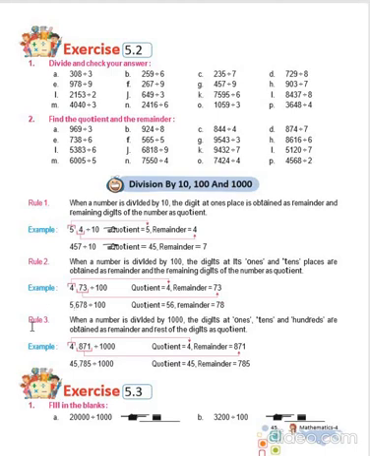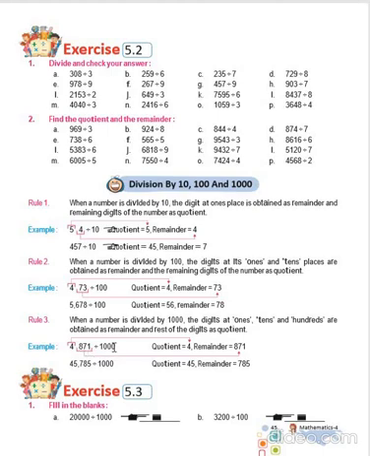Now rule number 3. Suppose we want to divide any number by thousand, then the digits at ones place, tens place and hundreds place will combinedly become the remainder and the rest of the digits will be the quotient. Let's take an example.